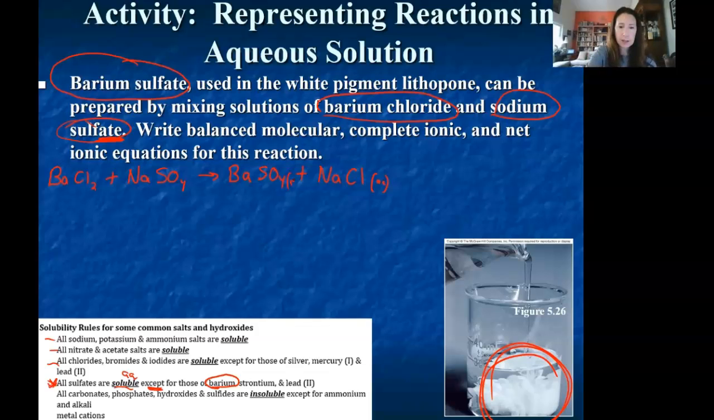Trying to write this as neat as I can. Okay, right. There is a mistake here. Can anybody see? Oh, Omar already found it. Yeah, it is Na2SO4. Very nice.